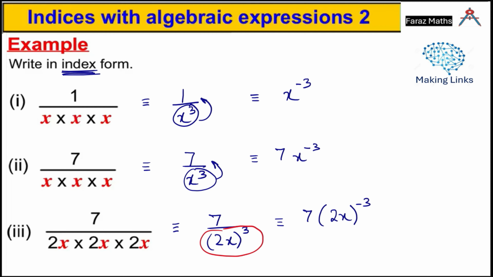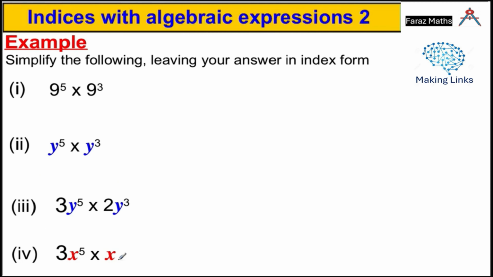So one important thing here is that 7 over x cube means 7 over 1 times 1 over x cube. Okay, coming to the next.